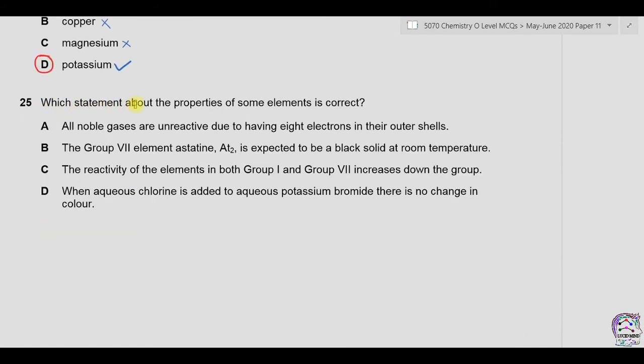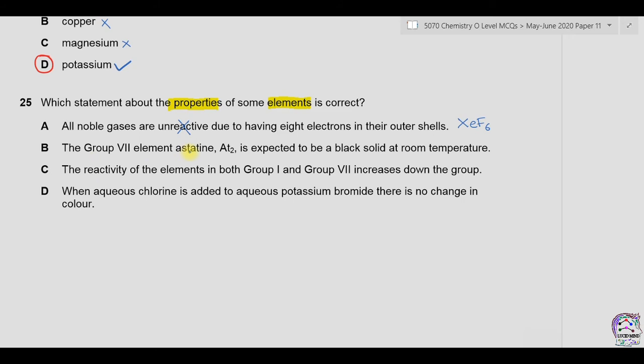Question 25. Which statement about the properties of some elements is correct? A. All noble gases are unreactive due to having 8 electrons in the outer shells. Now this is incorrect because we have found compounds of xenon with fluorine atoms, so not all are unreactive, only some are unreactive.